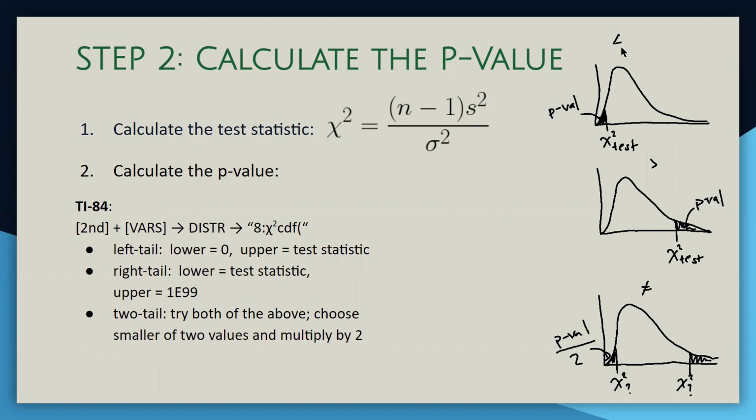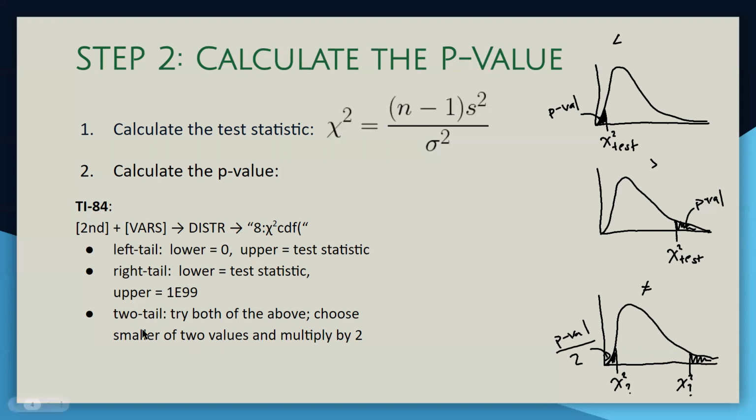If it's a left tail test, so if it's this first case, your lower bound is 0 for that shaded area. You know, our curve starts at 0. And then the upper bound for that shaded area is the test statistic. If it's a right tail test, your lower bound is the test statistic. That's where the shading starts. And then the upper bound is all the way out at infinity. This curve keeps going and going forever to the right, and so we're going to use an upper bound of 1E99.